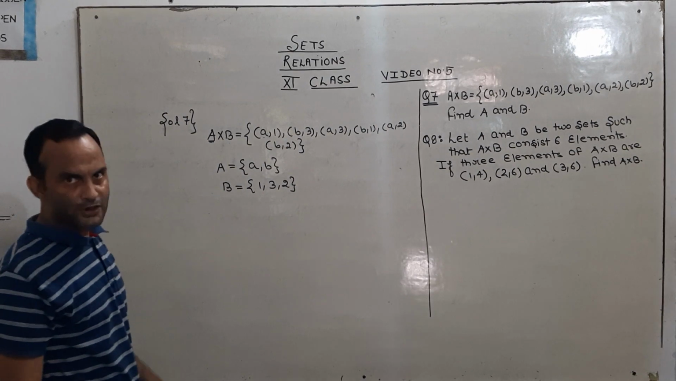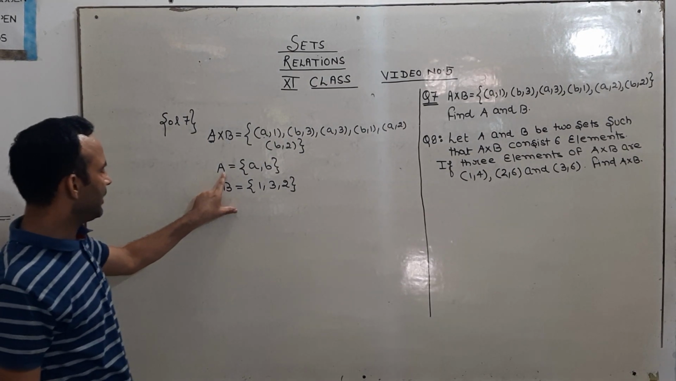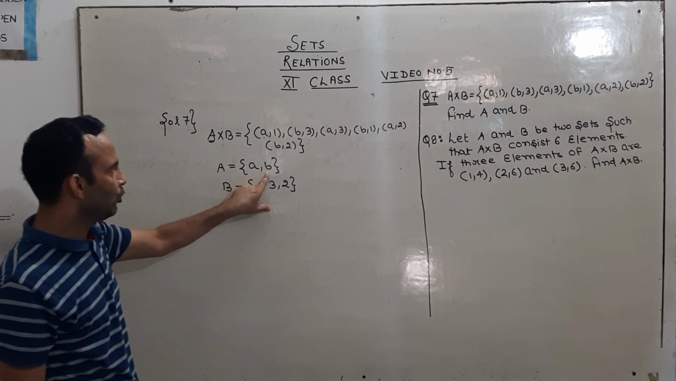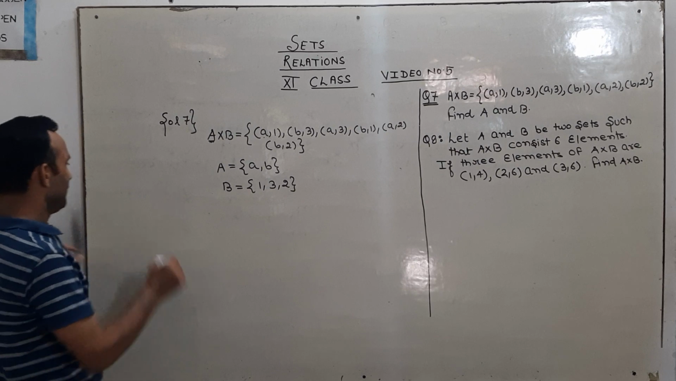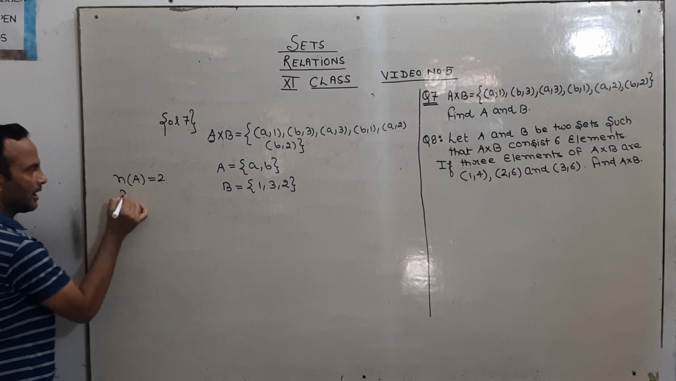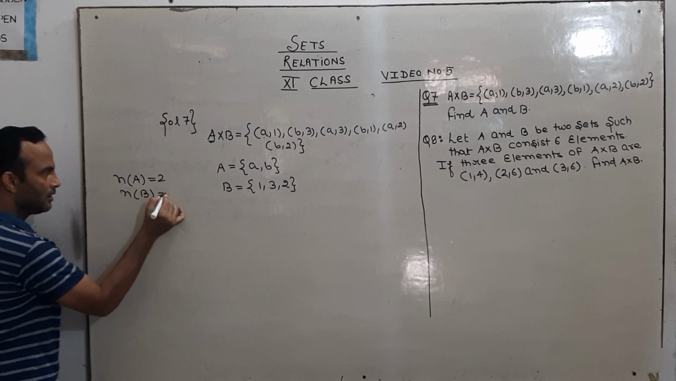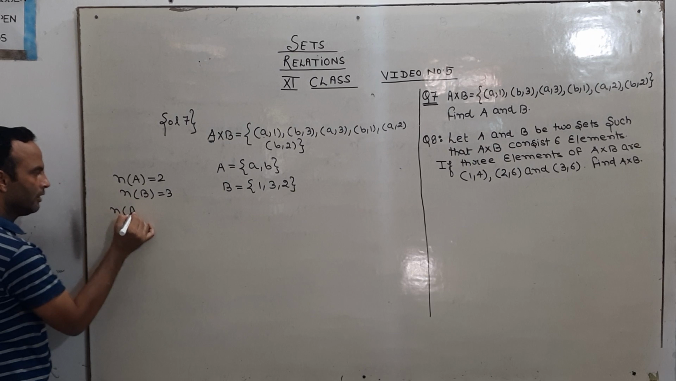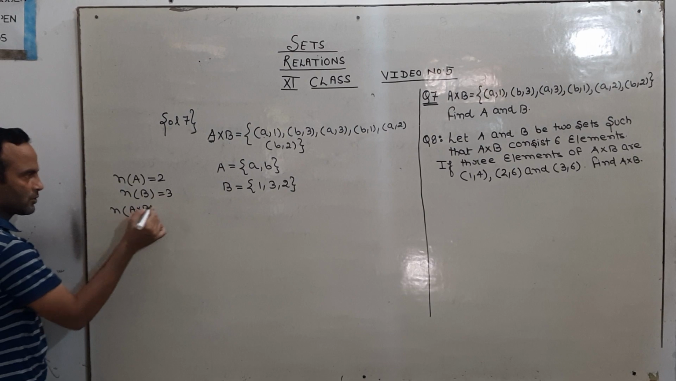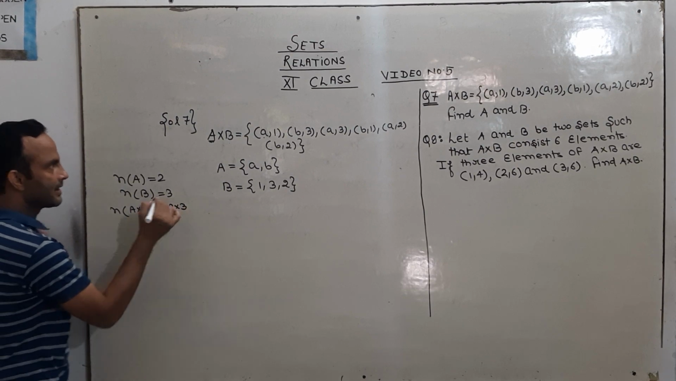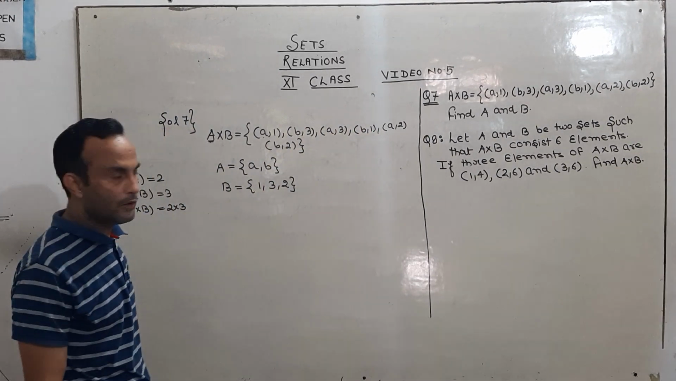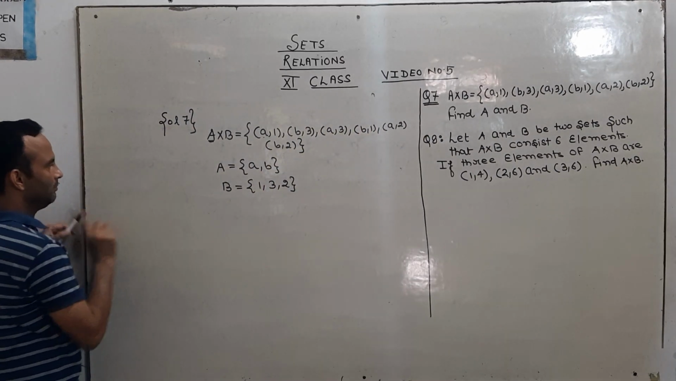And you can check the answer. Here you can see the cardinal number of set A is 2 and the cardinal number of set B is 3. 2 into 3 is 6. I have already told you that if the cardinal number of set A is 2 and the cardinal number of set B is 3, then the cardinal number of A cross B, the number of ordered pairs present in A cross B, is 2 into 3, that is 6. Now you can count 1, 2, 3, 4, 5, 6. I hope you understood well what I want to say. Now see the next problem.